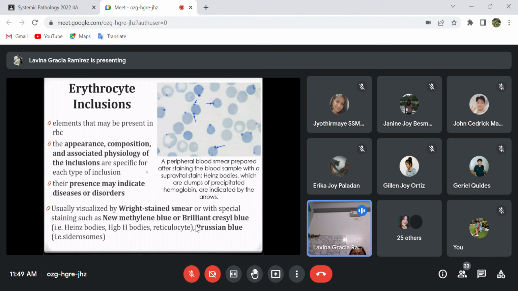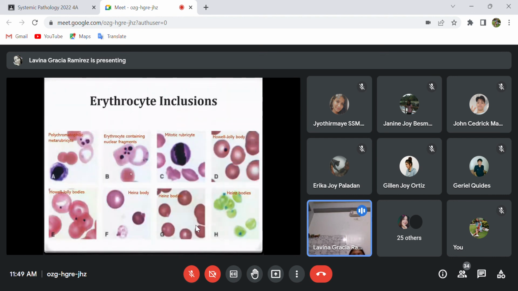So what you see in the picture is a peripheral blood smear appearing to have a Heinz body, which is a clump of precipitated hemoglobin. So this is non-pathogenic. Usually visualized by Wright stain smear or new methylene blue or brilliant cresyl blue and Prussian blue. Now, think of those different stains here reflecting a specific type of cell, seen as part of the erythrocyte inclusions. So these are just examples of erythrocyte inclusions.